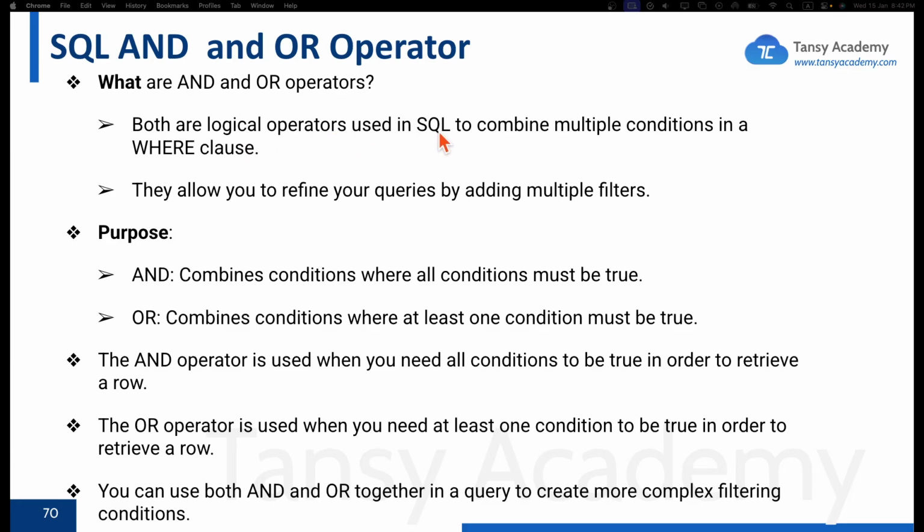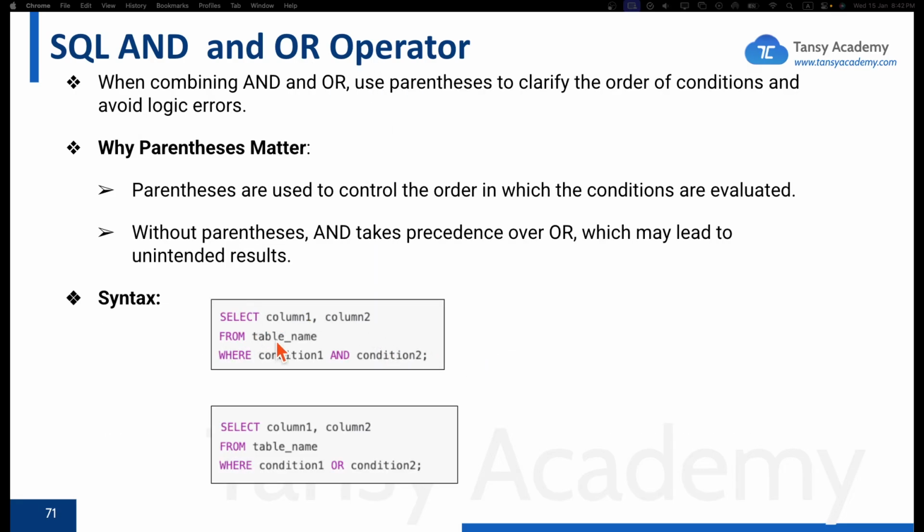Both are logical operators used in SQL. They are called logical operators, to combine multiple conditions in the WHERE clause. So far we have looked at WHERE IS NULL, WHERE IS NOT NULL, WHERE age equal to 20, or WHERE birth year BETWEEN. So that means it was only one condition. But what if I want to apply both conditions in the WHERE clause? That's where AND and OR come into the picture. So this is the syntax, and most importantly, when you are using AND or OR, make sure to use parentheses. Otherwise, you might not get your desired result set.